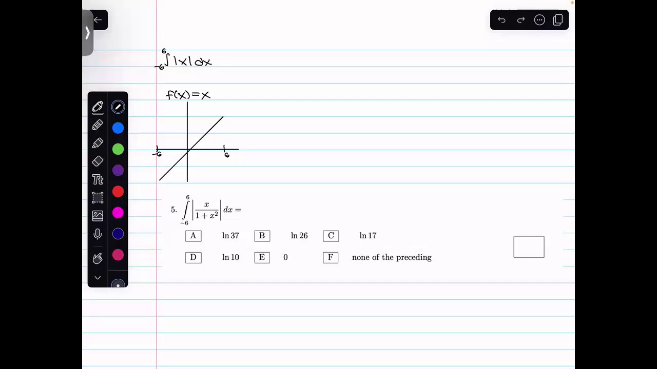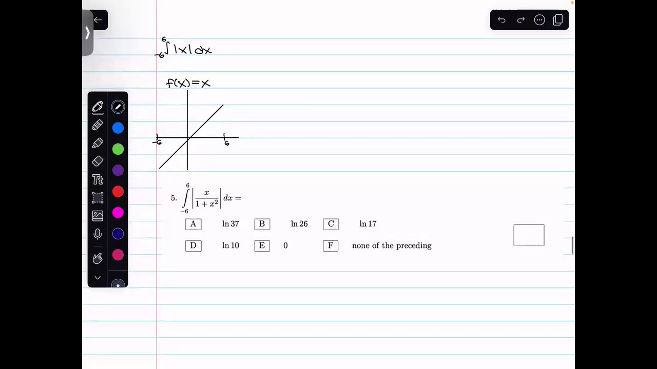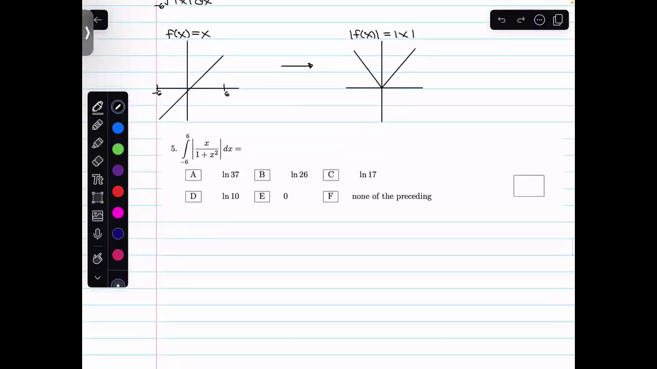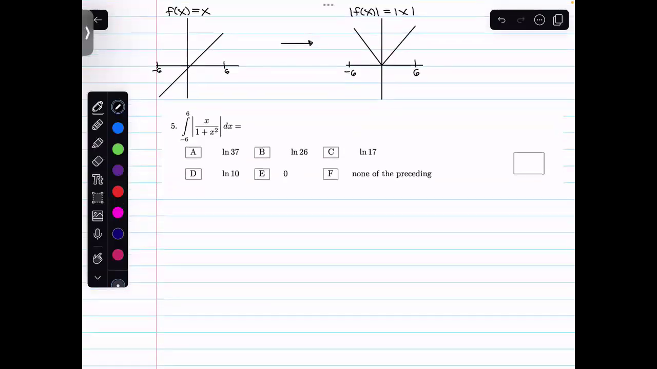So my point is that we don't necessarily need to know the graph, but we do need to know where the function crosses the x-axis, because that's going to affect where the function is reflected when you take the absolute value. So this would become like this, basically. And whatever this was, it would simply become positive. So the best way to approach this, even if you don't know the graph, is first set this function equal to 0, because that's the point where the absolute value starts or stops reflecting.